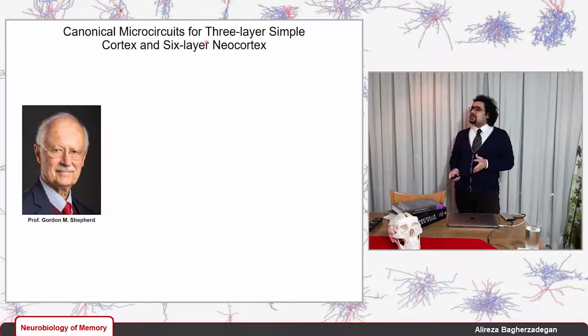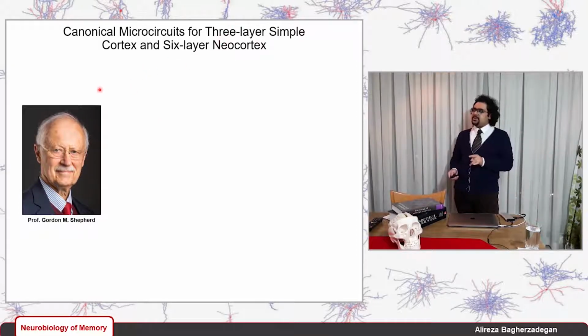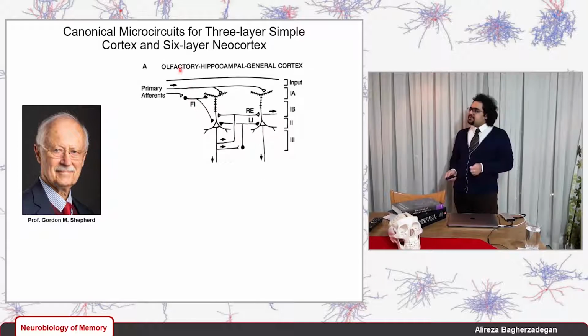According to Professor Gordon Shepherd, we have two types of cortices. We have those 3-layer ones and those 6-layer ones. An example of a 3-layer simple cortex is the olfactory cortex. Okay, so here is a canonical microcircuit proposed by Professor Gordon Shepherd.